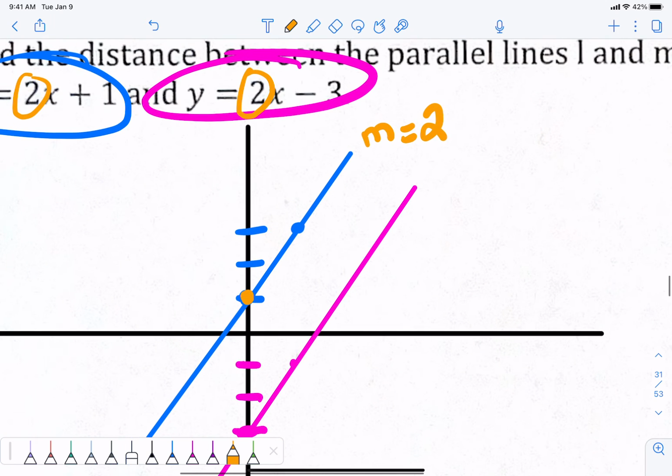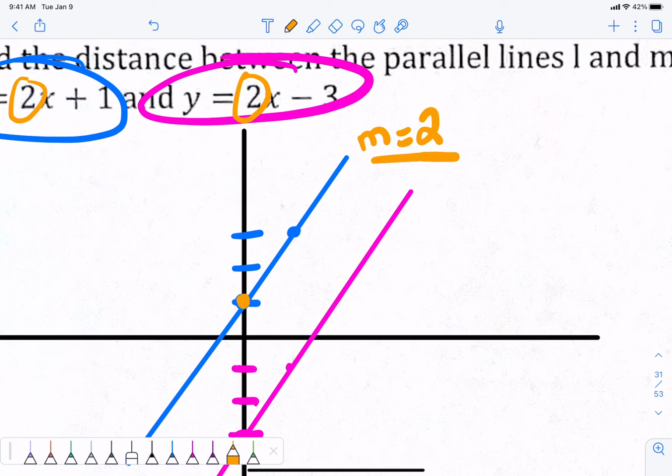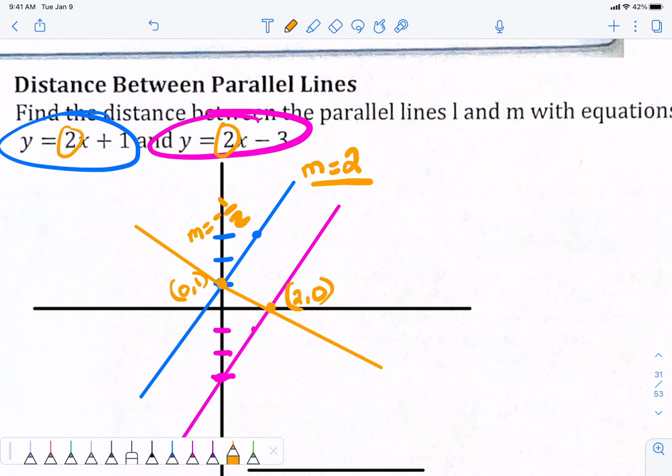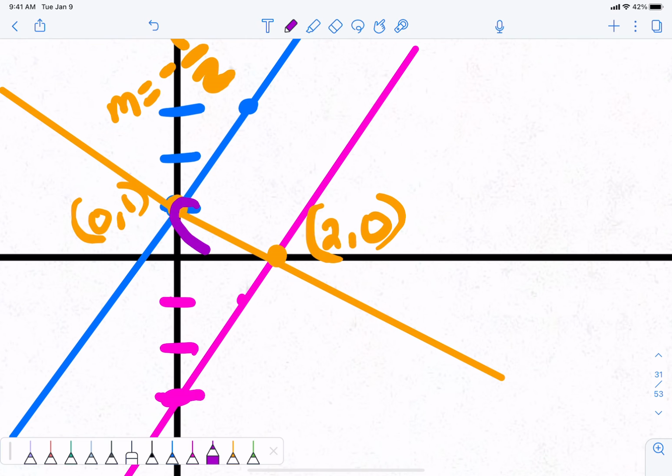So if my lines have a slope of 2 already, what does the slope of that perpendicular line need to be? Negative 1/2. Okay, so starting at that point, if I go down 1 and over 2, oh, look at that. He lands really nicely on that point. This is the point 2, 0, and this is the point 0, 1, right? Something like that. And then all we have to do is find that distance, like this length right here, how far apart that is, right?